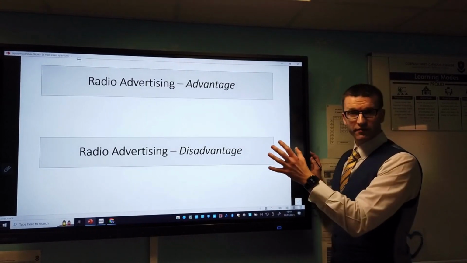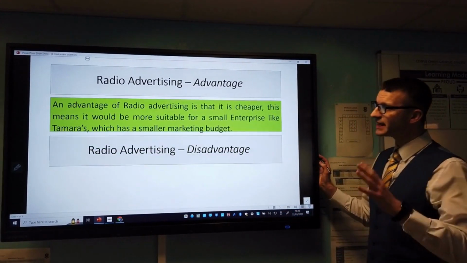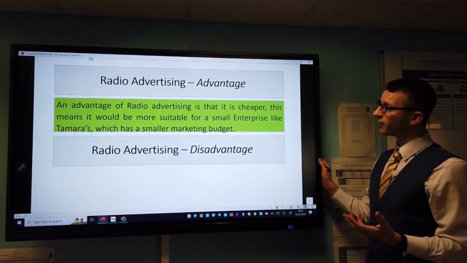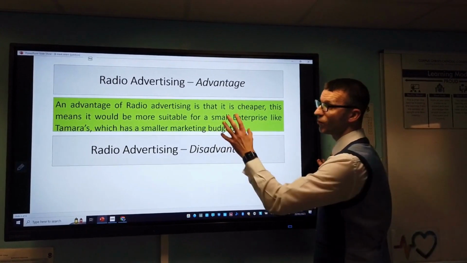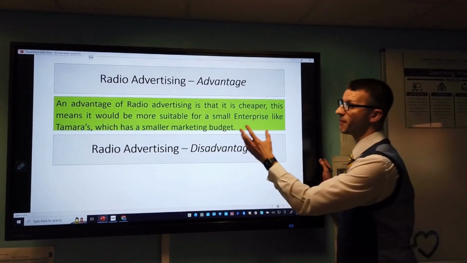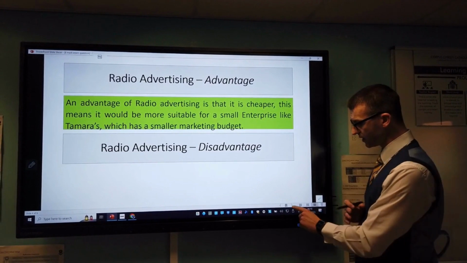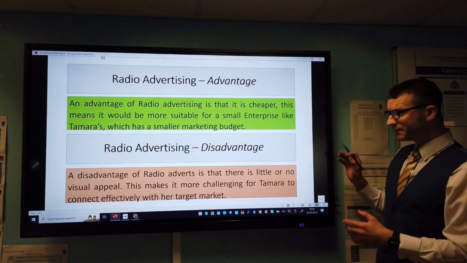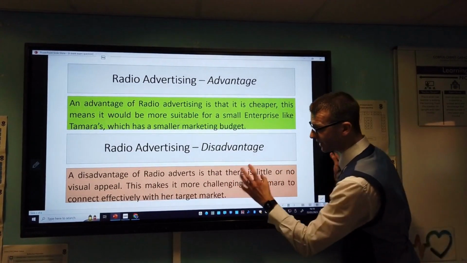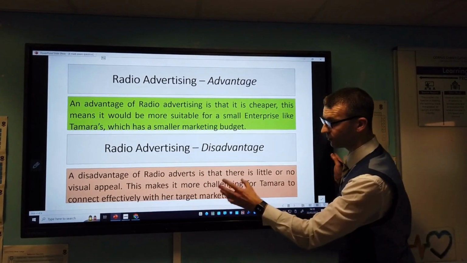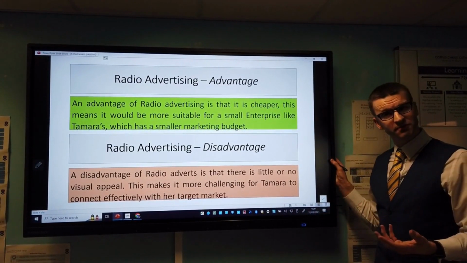Next stage, you're looking at radio advertising, which is the other option she has for her enterprise. The first advantage of radio advertising is that potentially it's cheaper for her enterprise, and this means it will be more suitable this time for a small enterprise like Tamara's, which may have more limitations in terms of her marketing budget. Counter argument again, so you're arguing with yourself throughout the answer. A disadvantage of radio advertising might be that there is little or no visual appeal with a radio advert. This makes it more challenging for Tamara to connect effectively with her target market, just meaning the customers she wants to target with her products and services.